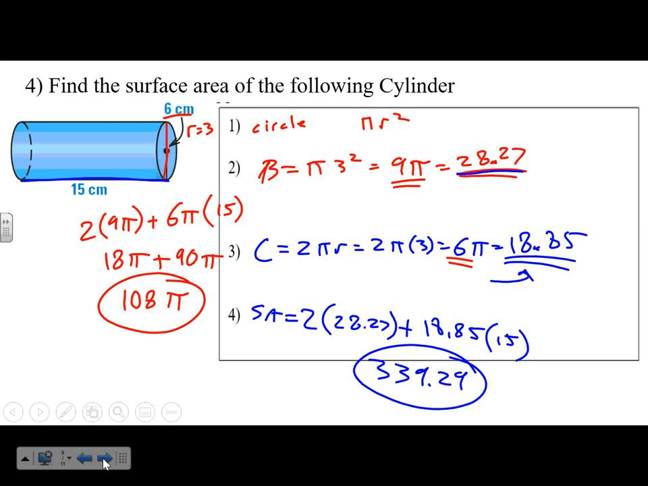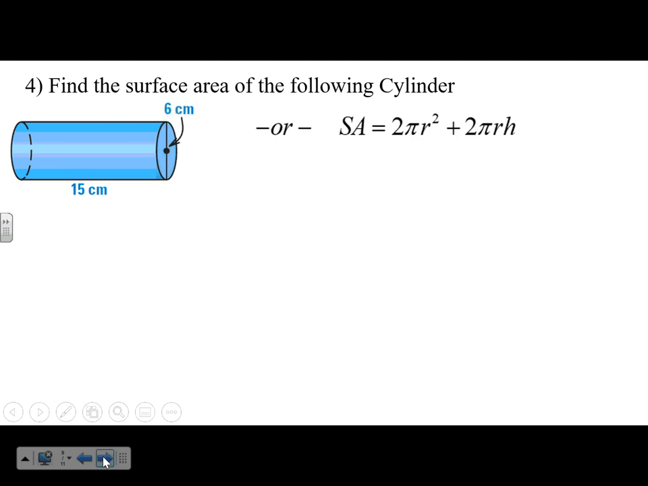So you can do it that way, that's fine, but the other way to do it is to use this surface area formula. They already subbed in your area and your circumference, and the reason we can do that is because all cylinders have circles as bases. So all we have to do is plug in our radius. Our radius, again, is 3. So that is 2 times pi times 3 squared plus 2 times pi times 3 times the height.